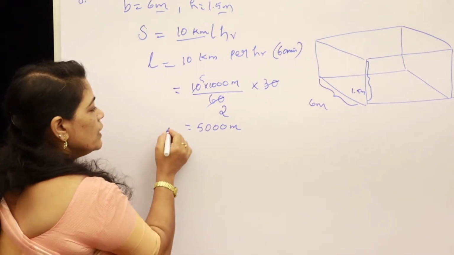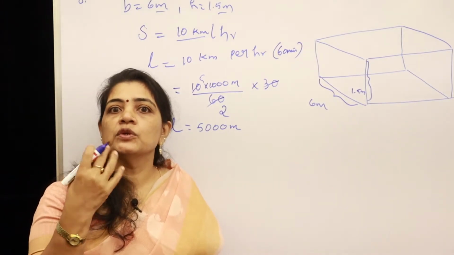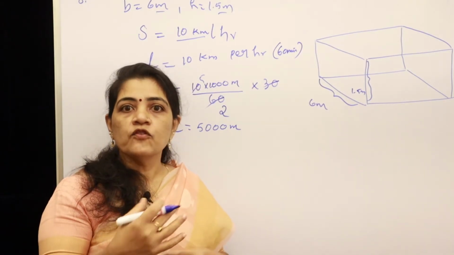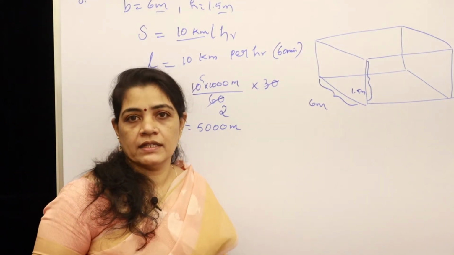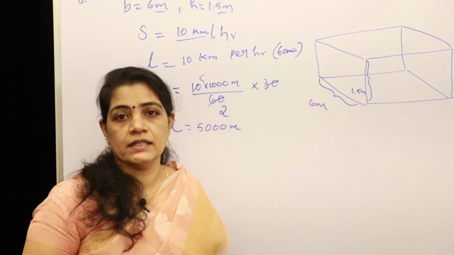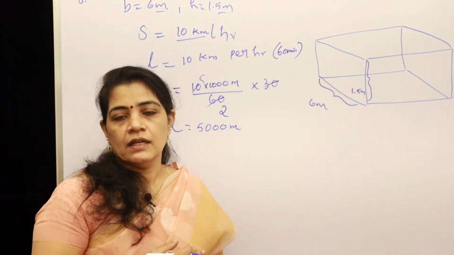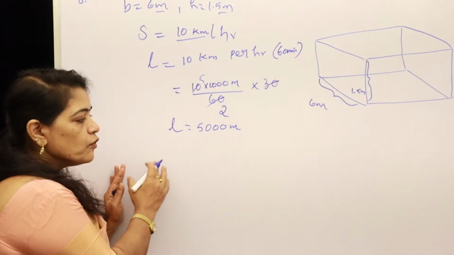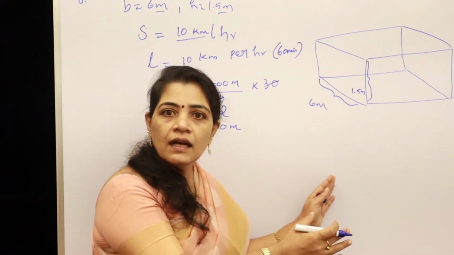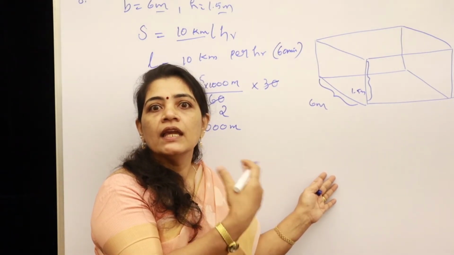In the next step, we should know the amount of water which flows from the canal in 30 minutes. That amount of water supplied from the canal is used for irrigation. That means the volume which flows from the canal in 30 minutes is the volume in the plot, in the land. That means both volumes can be equated.